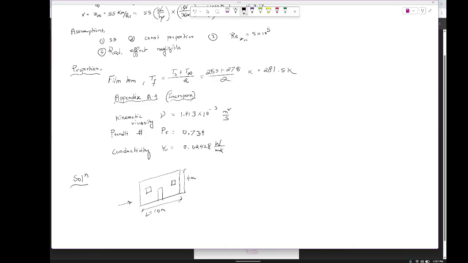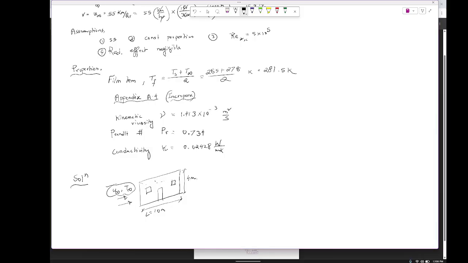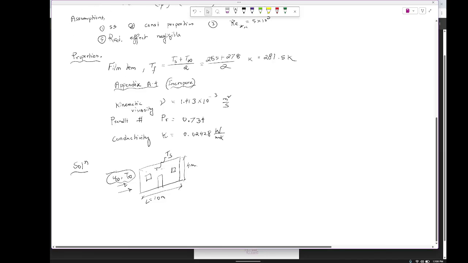Okay, and you know the air is coming along this direction, and you have this U infinity, and T infinity here. And you know the boundary layer would be something like that. I don't want to draw the boundary layer on the top, but you can assume what is happening on the top of it. All right, so this temperature here is Ts, the surface temperature. You understand so far?